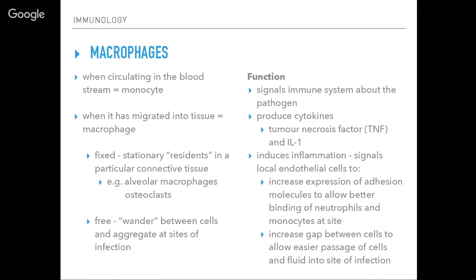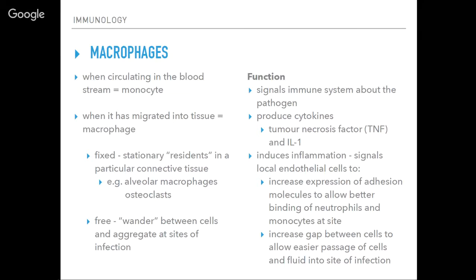All right, macrophages. They're the ones you've probably all heard about before. When they're in the blood, they're called monocytes. Until they reach the tissue, they're not called macrophages. So when they reach tissue, they're called macrophages. There's two types of macrophages. They're either fixed or they're free.